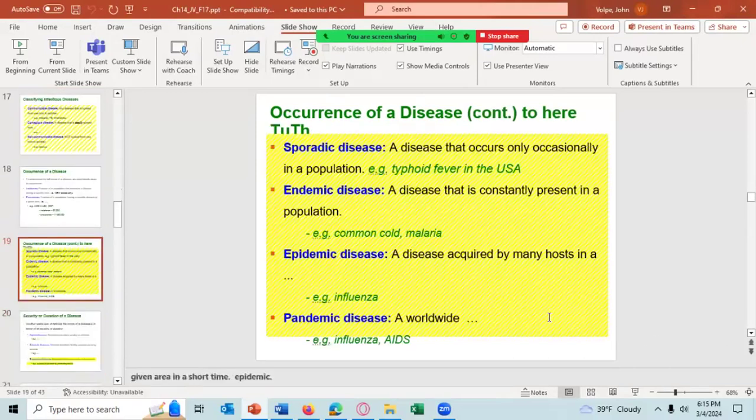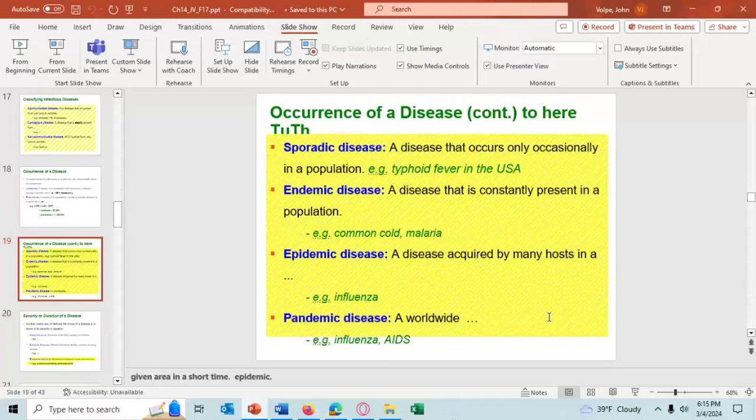Some other terms when we're talking about the occurrence of disease: a sporadic disease is a disease that occurs only sporadically in a population. Like in the United States, typhoid fever is said, at least by some people, to be a sporadic disease. It occurs only occasionally.